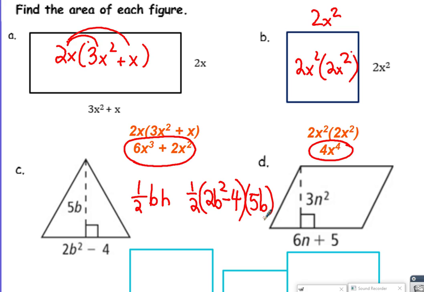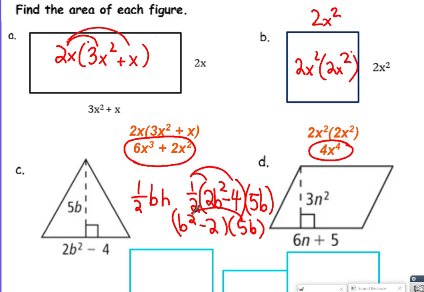I'm actually going to do the first part, the 1/2, and distribute it to the 2b squared and the minus 4. And I will get b squared minus 2. I now need to multiply that by 5b. And I'm going to distribute backwards.